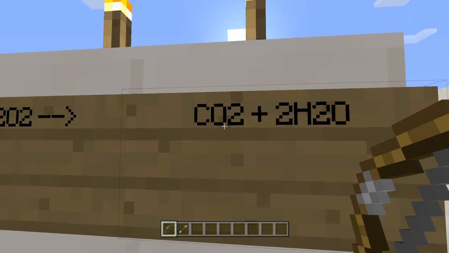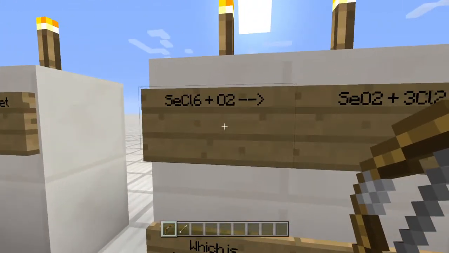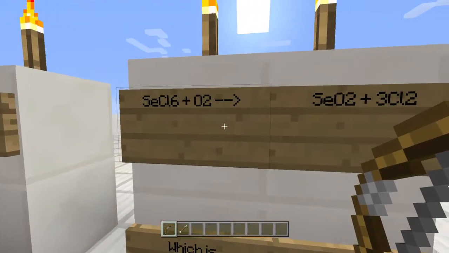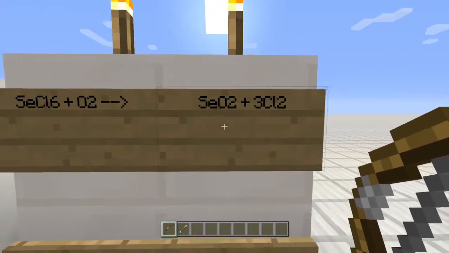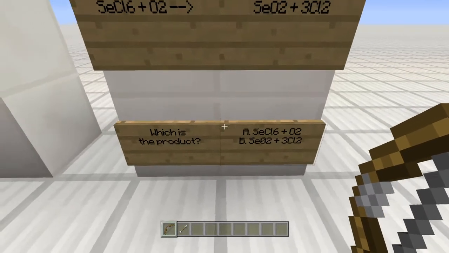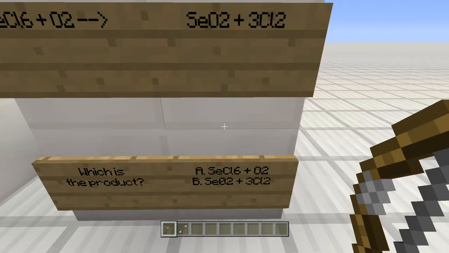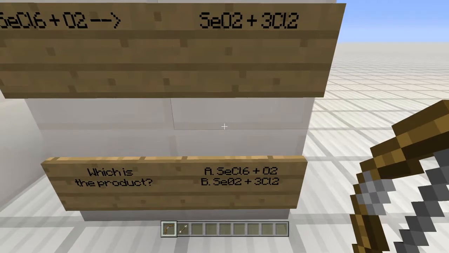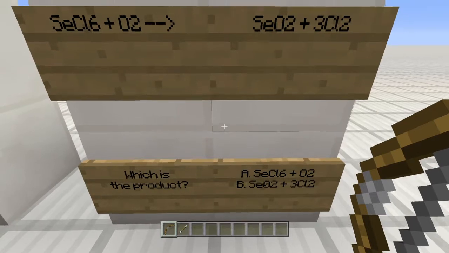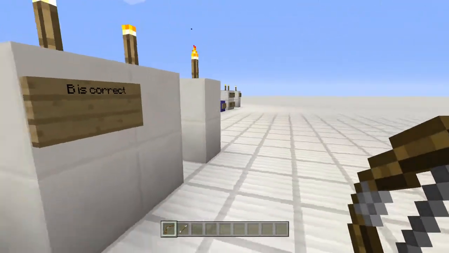In the chemical equation, SeCl6 plus O2 equals SeO2 plus 3Cl2. Which is the product? Is it A, SeCl6 plus O2, or B, SeO2 plus 3Cl2? You have 10 seconds to think of your answer. Time's up. If you answered B, you are correct.